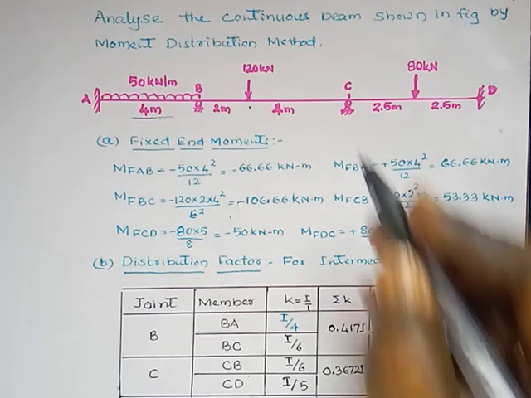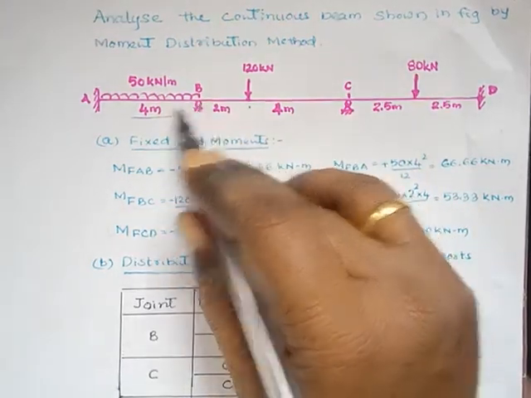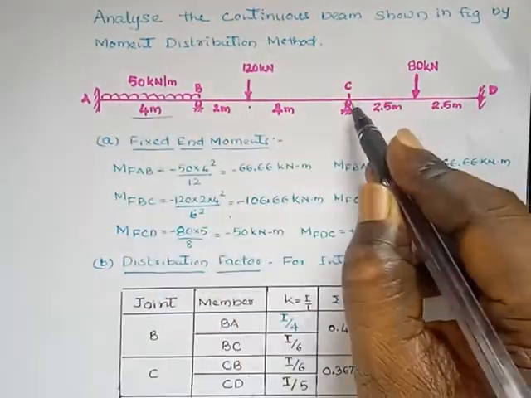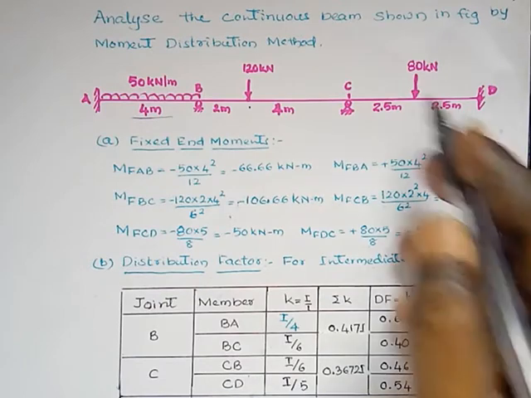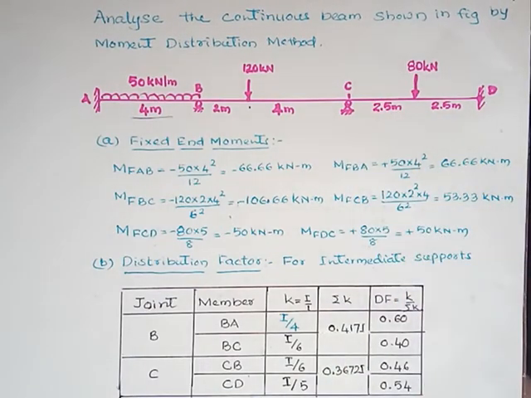Similarly, at joint C, there is a carryover to B since there is continuity, and a carryover to D since this one is a fixed end. From C to B, 50% of minus 1.53, into 0.5, is minus 0.765. With the same sign, you have to transfer 50% of that. Similarly, from C to D, the carryover is minus 0.9.